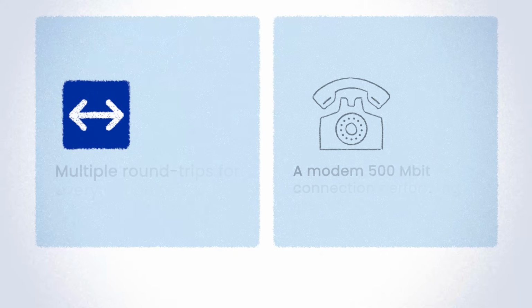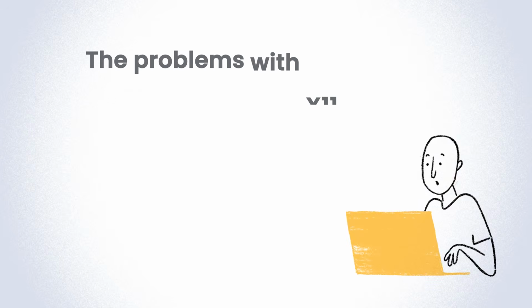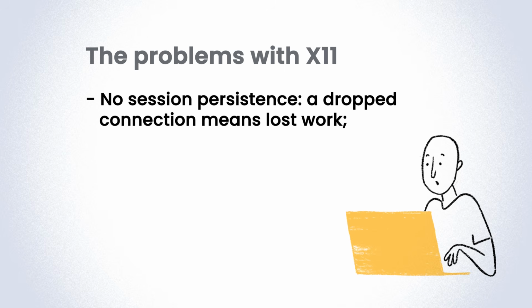The X11 protocol is old. It was never built for the kind of networks we have today. The biggest problem is that it's super chatty. Every little thing you do, a click, dragging a window, anything, sends a message to the server and waits for a reply. What happens if your Wi-Fi hiccups for just a second?